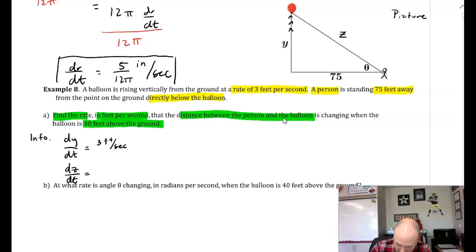This is what we need to find when, I'm going to erase my equal sign here, when the balloon is 40 feet above the ground. So that's when y is equal to 40 feet. There's my picture, there's my information, easy as pie, and we now need an equation. What equation ties all of this together? The Pythagorean theorem. So I have 75 squared plus y squared is equal to z squared.